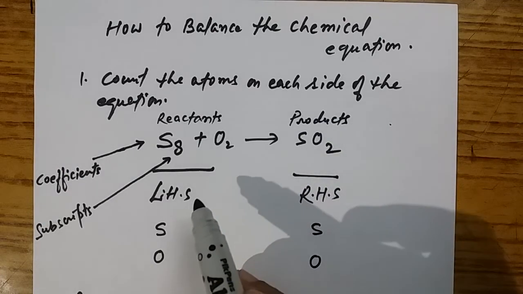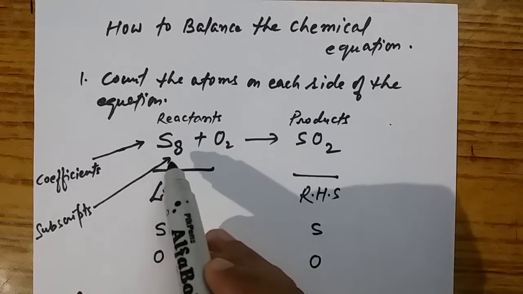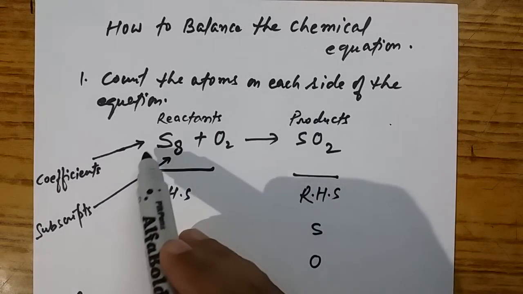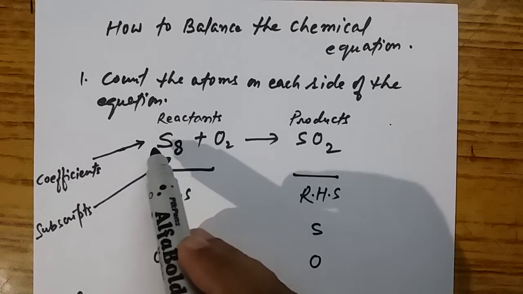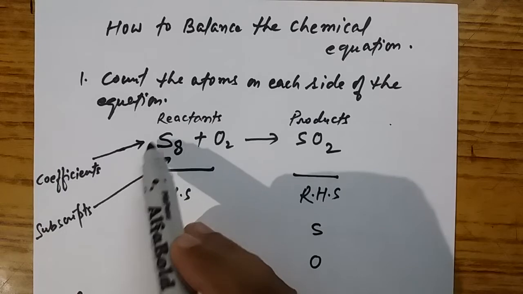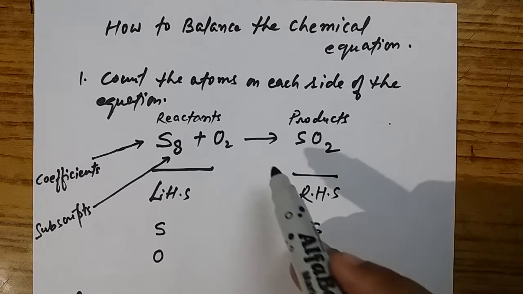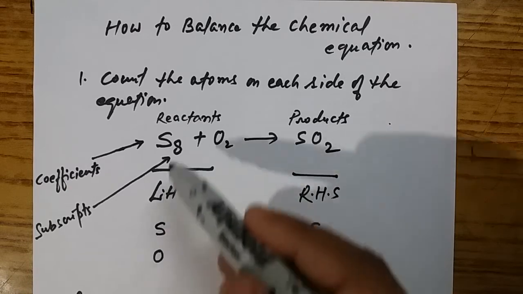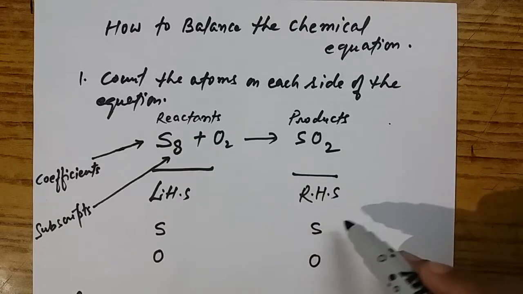Now I have made two arrows. Try to understand this one. Here is written S8, and this is called the subscript. There is nothing over here; whatever is written in front in other equations is called the coefficient. Now see, this is the arrow between reactant and product. This side we call LHS, the left hand side, and this side RHS, the right hand side.